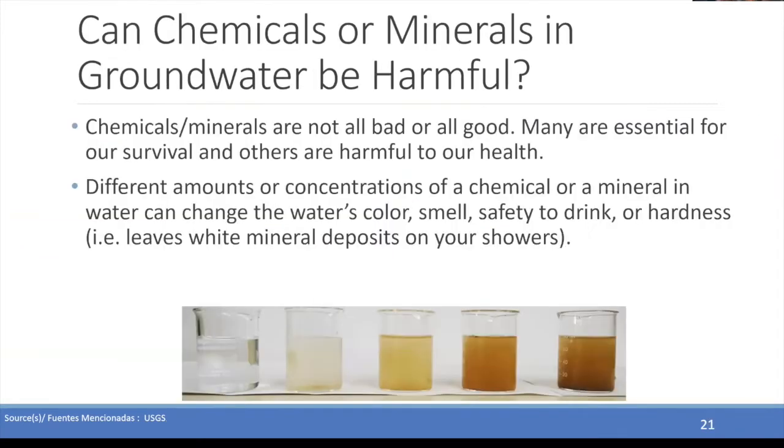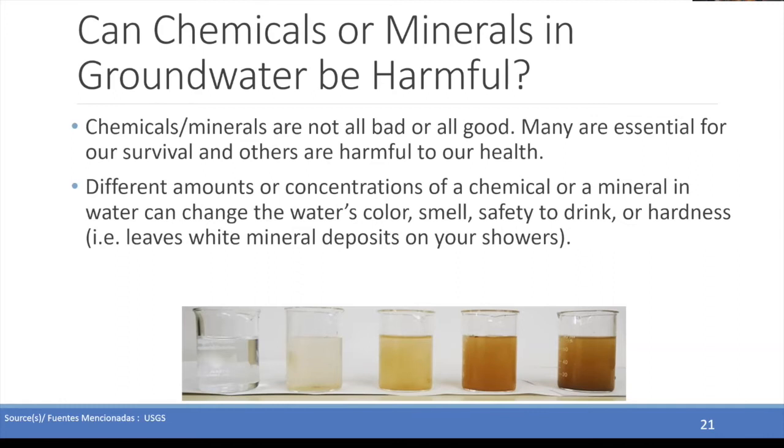So now on slide 21, so can these chemicals or minerals found in groundwater be harmful? And the answer is that minerals and chemicals are not all bad or all good. Some are important for survival, but also some can be harmful to human health. So different amounts or concentrations of a chemical or mineral in water can also change the water's color or smell, or how safe it is to drink, or also what's known as hardness, which is the white mineral deposits you might see on a shower head, for example.